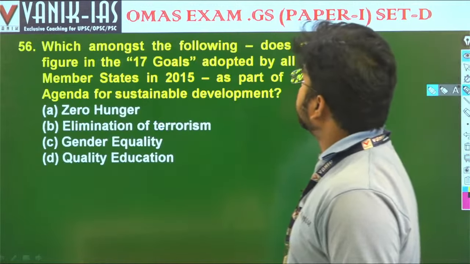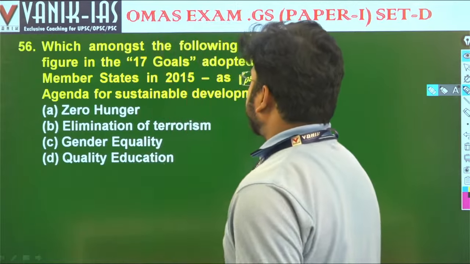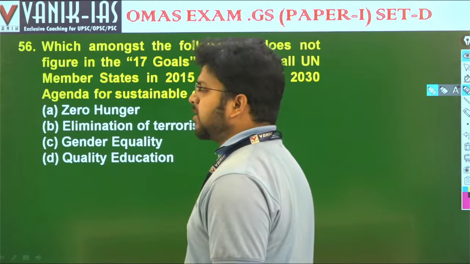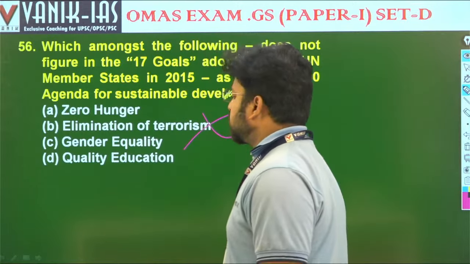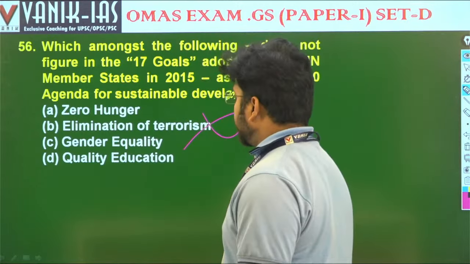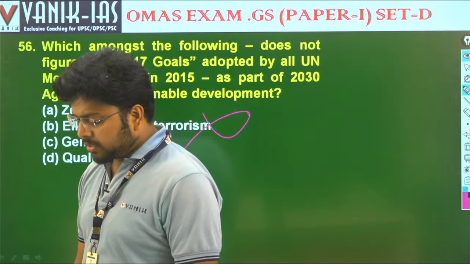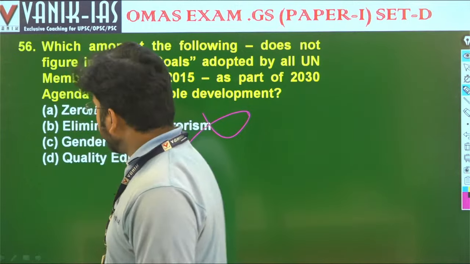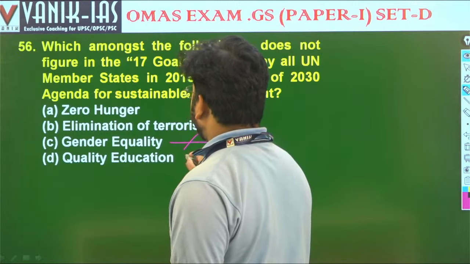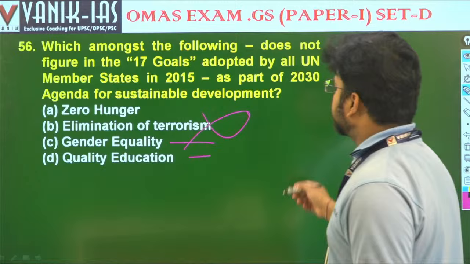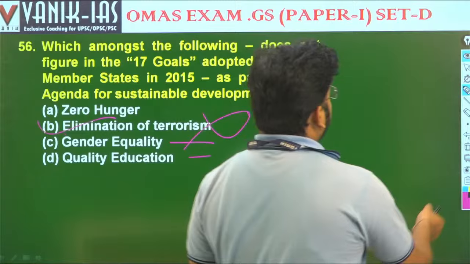Next, which of the following is not among the 17 goals set by the United Nations? Zero hunger, no poverty, zero hunger, a goal for elimination of terrorism. No, terrorism is not mentioned in the SDG goals. We have 17 SDG goals, very important. Most of the students who have studied here have written down these SDG goals. Gender equality comes under 5, education under 4. B is the answer, B is not in the 17 goals of SDG.